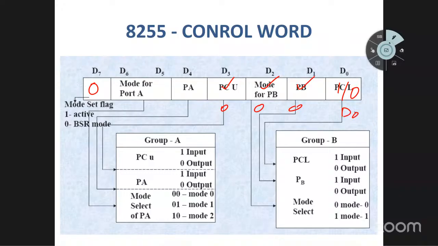So for the D0 bit, suppose you take 1 here. So the D0 bit is set, PC0 is 1. Here, 1 must be compulsory for the D7 place, 0 for BSR mode. If here 0 and here 0 0 1, then D1 means PC1 is equal to 1, because we are taking bit set reset.